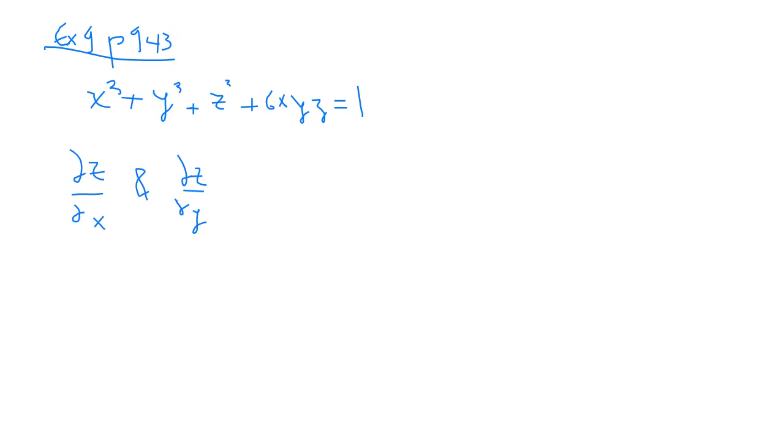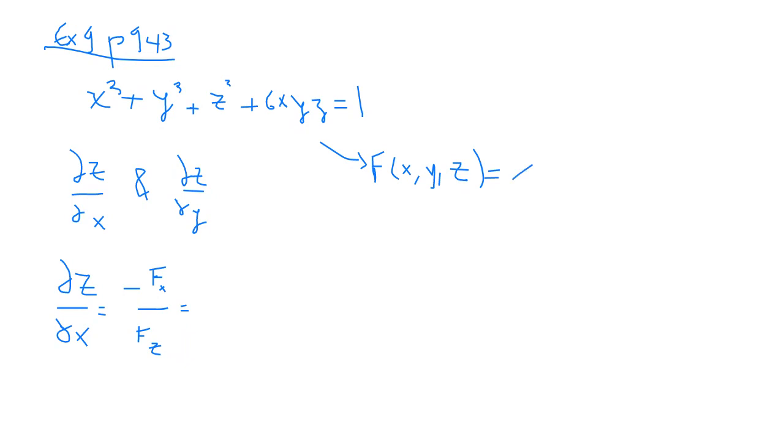So we use just what we just showed. We said that dz over dx is equal to minus capital F with respect to x over capital F with respect to z. This is what we wrote. Am I right? Now, what is F of x, y, z here? From that equation, we should first of all extract the way the function capital F is written. It should be equal to x cubed plus y cubed plus z cubed plus 6xyz minus 1 equals 0.